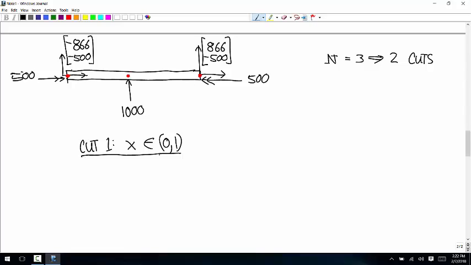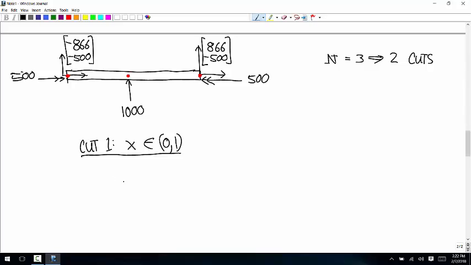When I give this interval here, I'm not saying that all of the values in our free body diagram are between 0 and 1, non-inclusive. I'm saying the left end of the beam is the left end of our cut, always, and the right end is somewhere in this range. Okay.